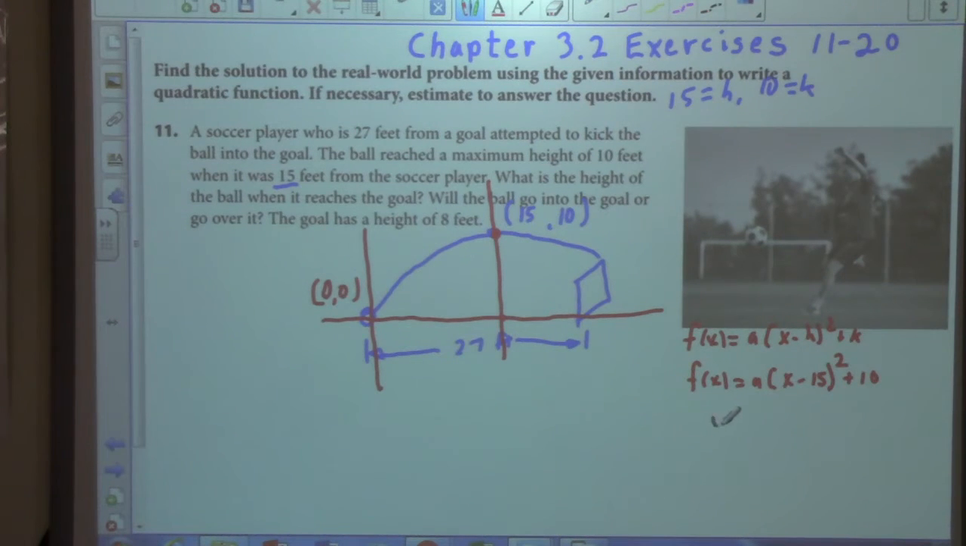So we have 0 is equal to a times (0 - 15)^2 + 10.